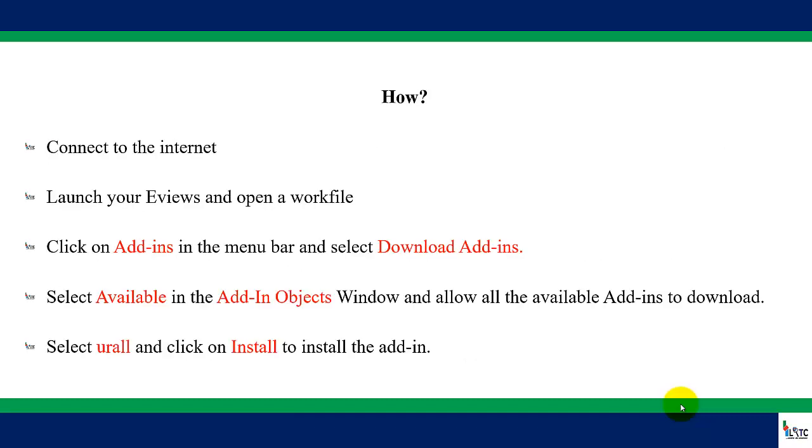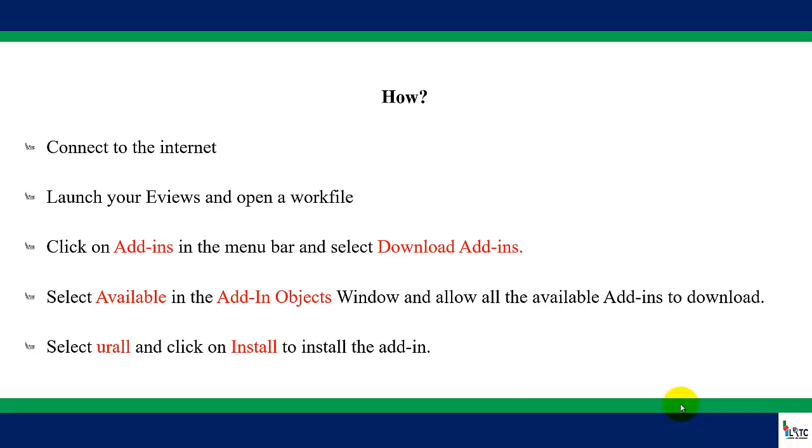Now the question is how to install and use this particular add-in. The first step is that you must be connected to the internet. Your system must be connected to the internet. Once your system is connected, next is to launch your Eviews. Once you launch your Eviews, then you open your work file. Once you open your work file, if you look at the menu bar, you will see add-ins. Then you click on add-ins and then click on download.